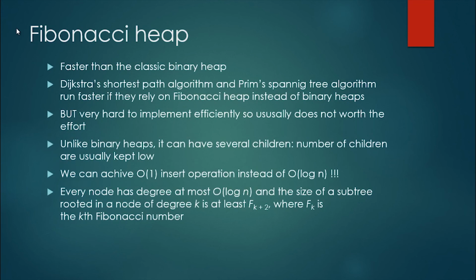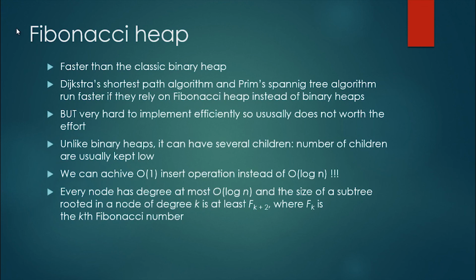And the Fibonacci heap is faster than the classic binary heap. Dijkstra's shortest path algorithm and Prim's spanning tree algorithm run faster if they rely on a Fibonacci heap instead of binary heaps. But it's very hard to implement efficiently, so usually it doesn't make it worth the effort. Unlike binary heaps, it can have several children. The number of children is usually kept low, so in a binary heap, each parent node has a left and a right child. But in a Fibonacci heap, it can have several children. So we can achieve order 1, so constant time complexity, for the insertion operation, instead of the logarithmic time. So it will be faster than our binary heap.